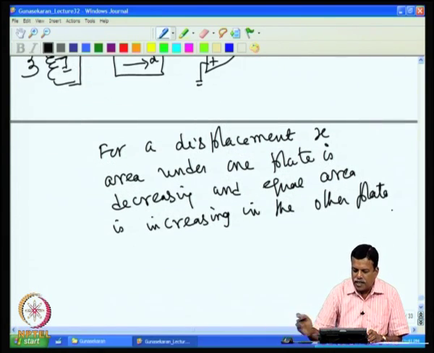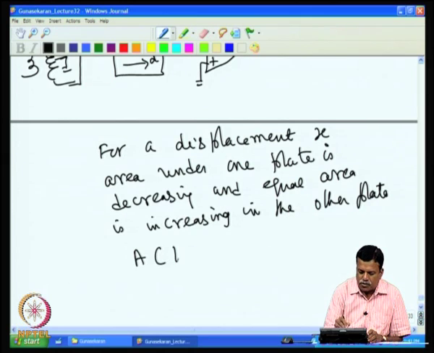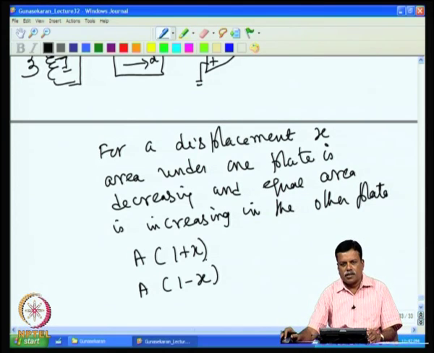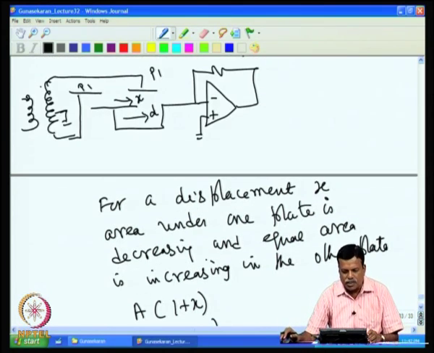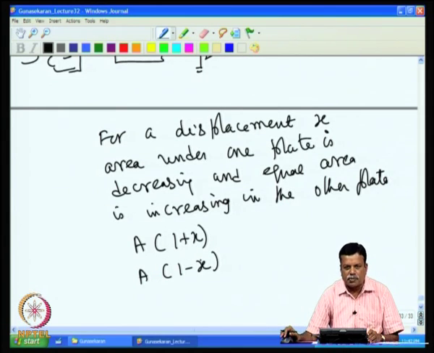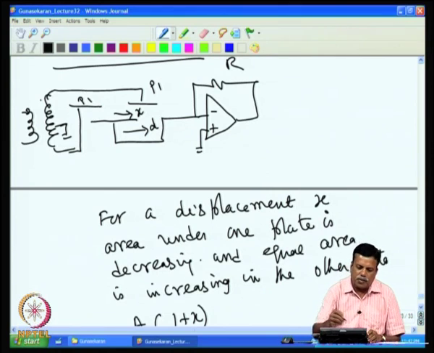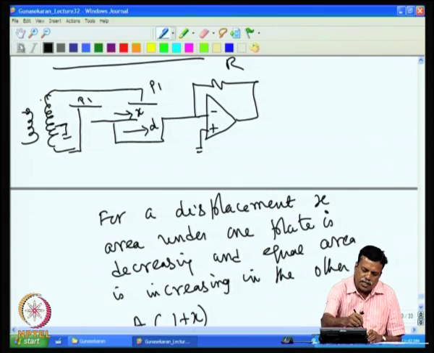That is, if area is A, then in one plate it becomes A into 1 plus x, and in the other plate it becomes A into 1 minus x. So, that is how the area variation takes place, and that makes the capacitances of the two capacitors also vary, and the current contributed by the two plates will also vary. One plate sends a current through this capacitance and the other sends a reverse current through the other capacitance. So, the net resultant current will be flowing through this.